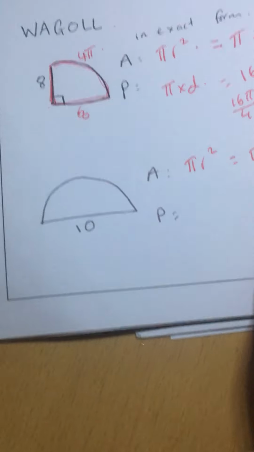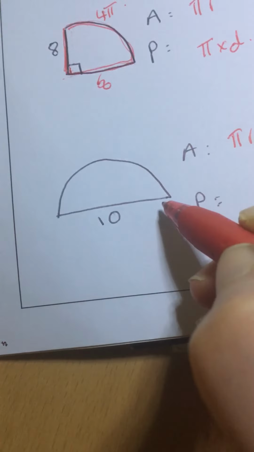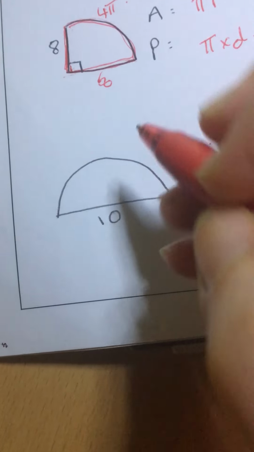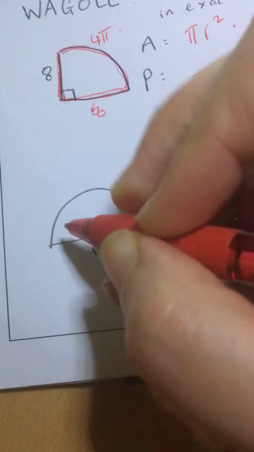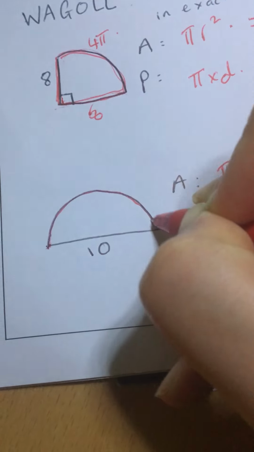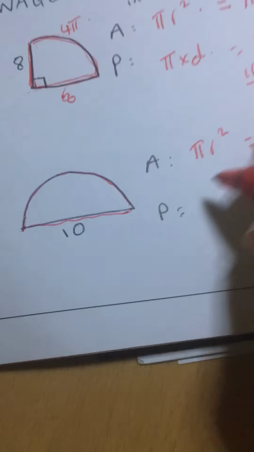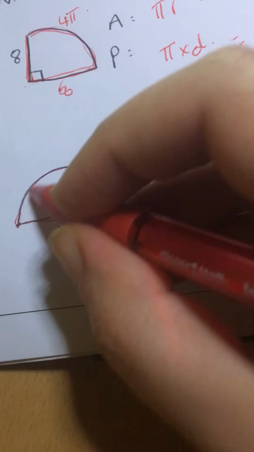Now for the next question, I have a semicircle and I want to find the perimeter of this semicircle. So for perimeter, that means all the lines on the outside. So I've got this curve and that line. That line is 10. The challenge is this curve.